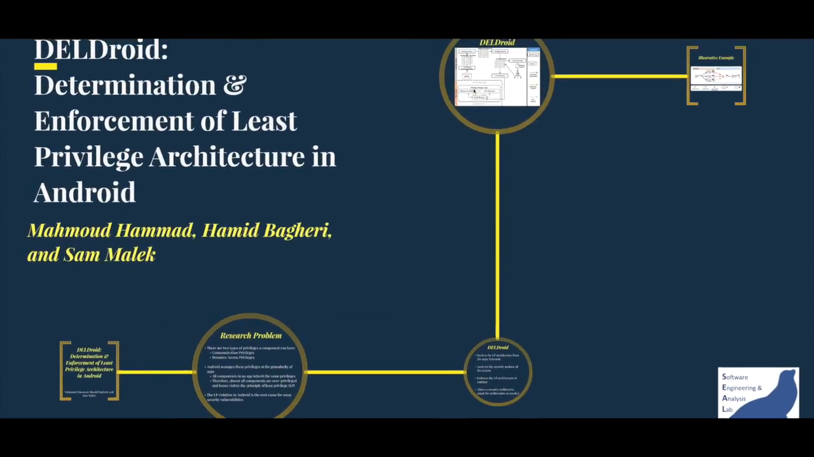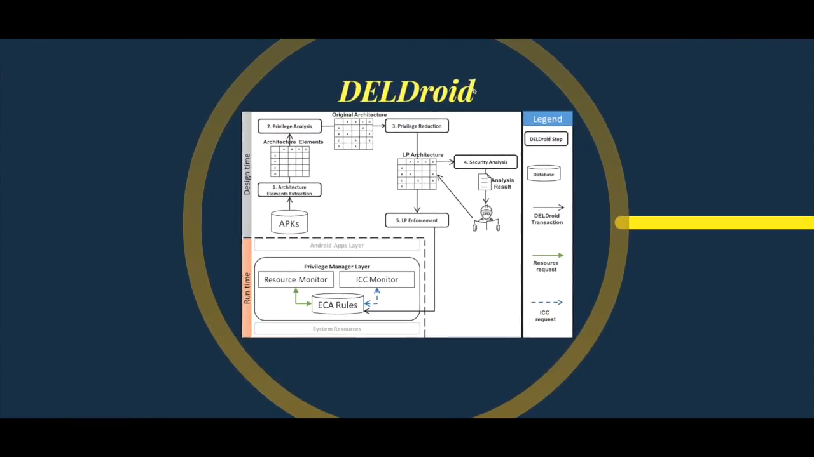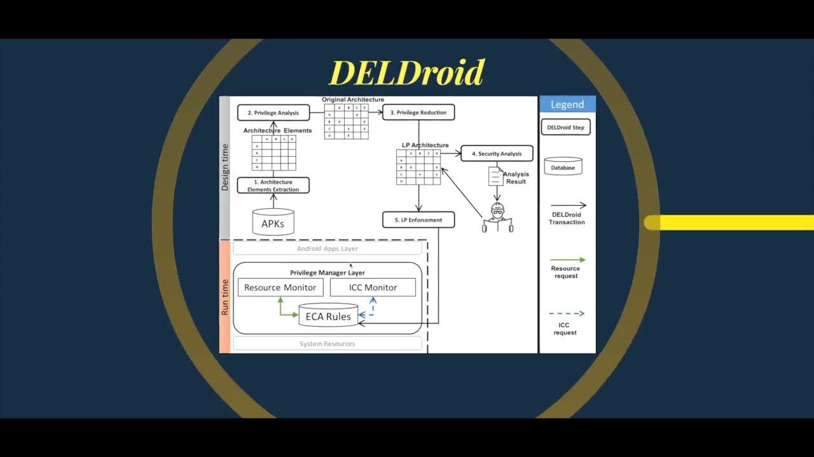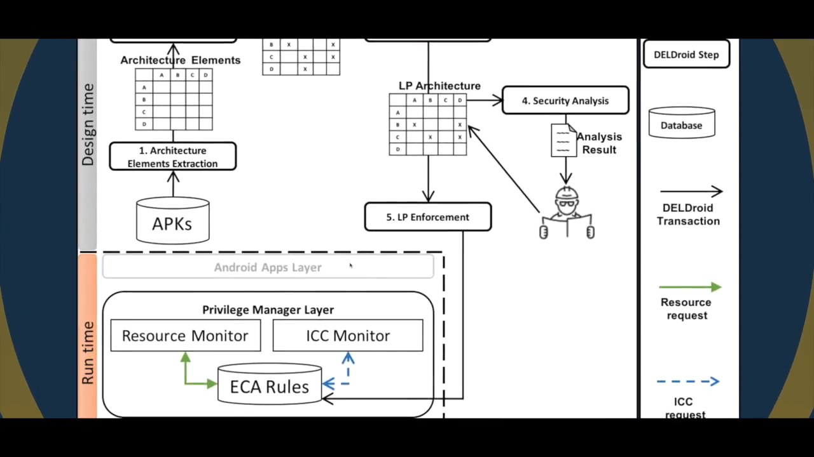Our approach consists of 5 steps to determine the least privilege architecture and enforces it using the privilege manager layer, which is a new layer that we have added to the Android framework, with the ability for the security architect to change and reinforce the architecture while the system is running. DELDroid captures the least privilege architecture as a set of event condition action rules and stores them in the ECA rules.